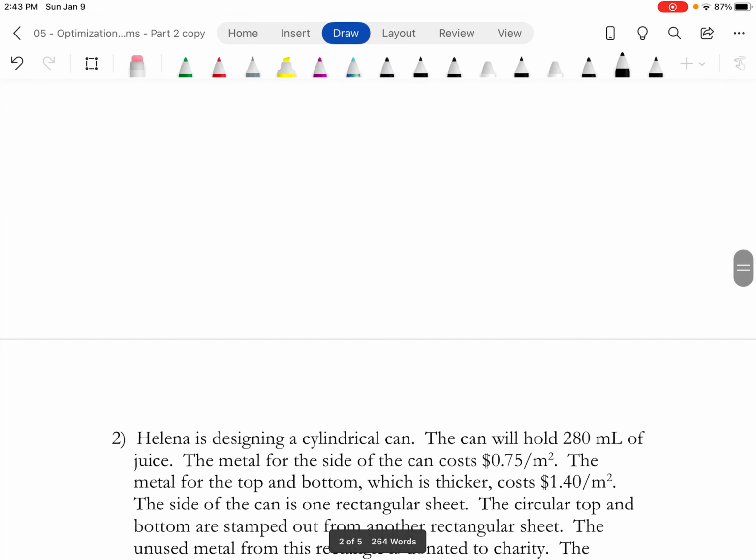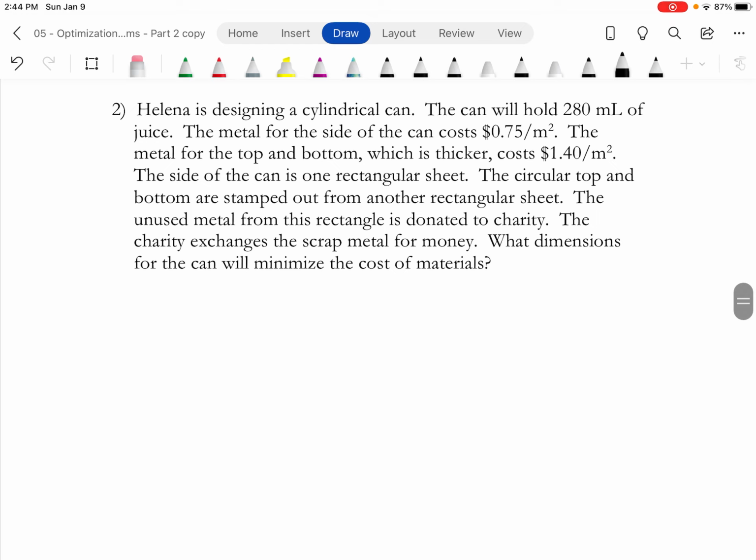Okay, 2 more examples, and then we'll be done. Helena is designing a cylindrical can. The can will hold 280 milliliters. Right off the bat, milliliters. We've got to talk about milliliters. So we're doing this unit thing again. We're keeping an eye on the units.